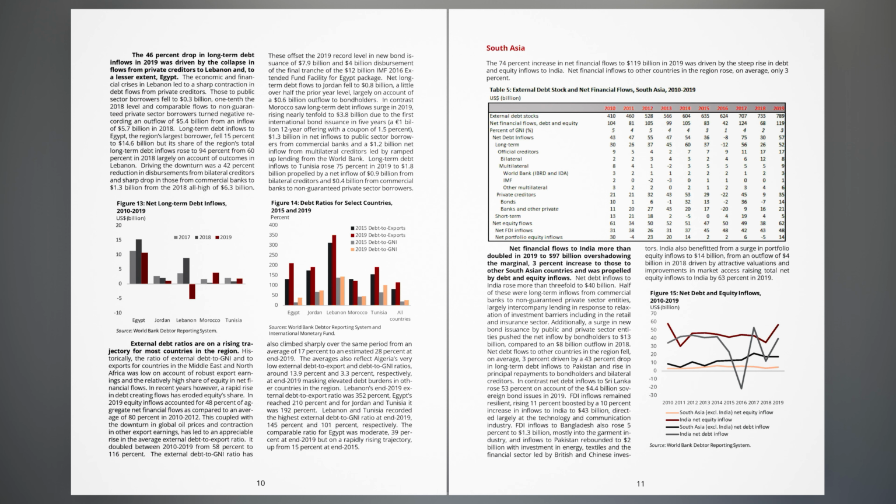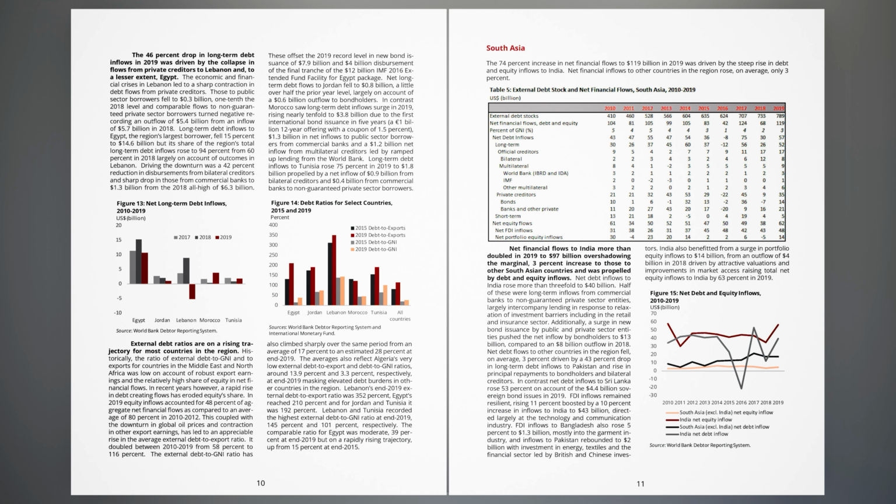The 46% drop in long-term debt inflows in 2019 was driven by the collapse in flows from private creditors to Lebanon and, to a lesser extent, Egypt. The economic and financial crises in Lebanon led to a sharp contraction in debt flows from private creditors. Those to public sector borrowers fell to $0.3 billion, one-tenth the 2018 level, and comparable flows to non-guaranteed private sector borrowers turned negative, recording an outflow of $5.4 billion from an inflow of $5.7 billion in 2018.